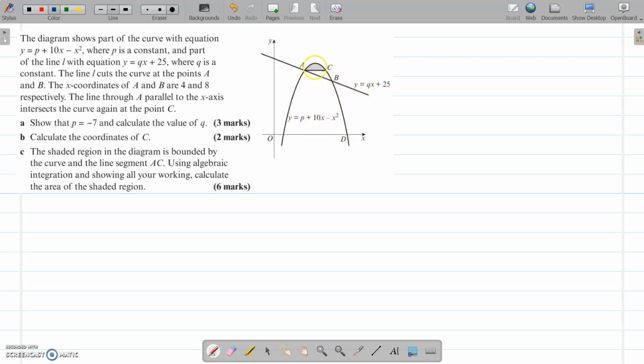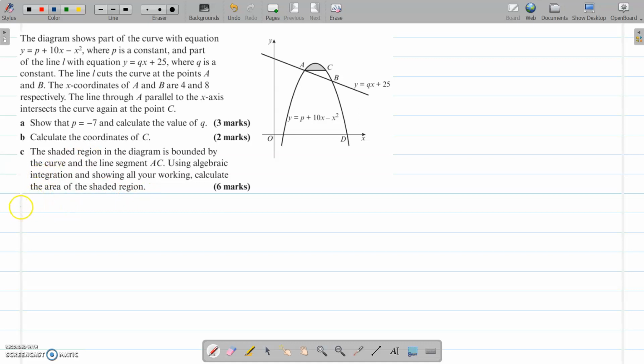Now, we're given the equation of the straight line and we're given the equation of the curve, and we know that at A and B the values of x are 4 and 8. So we're going to use that to form two simultaneous equations in p and q to find them. Okay, so let's make a start on that now.